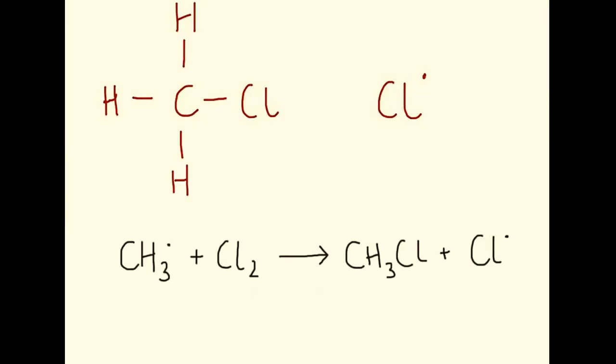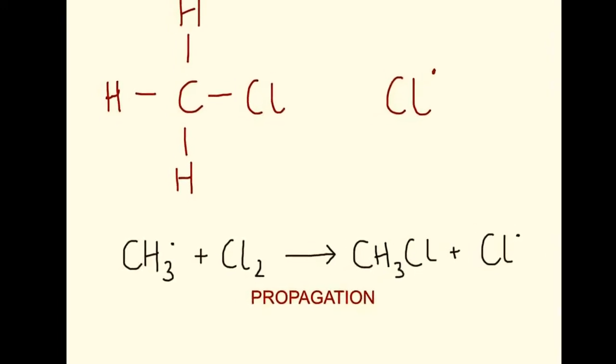The chlorine radical can continue the reaction though, so we've remade the chlorine radical, which can now go and react with methane. So this is still a propagation step because we haven't used up the radicals. We've used up the methyl radical, but we've created a chlorine radical, and so therefore we're allowing the reaction to continue. So notice there were two propagation steps, not just one.